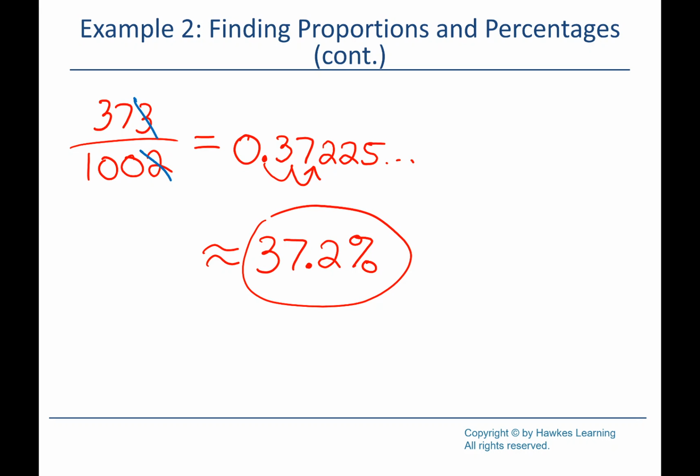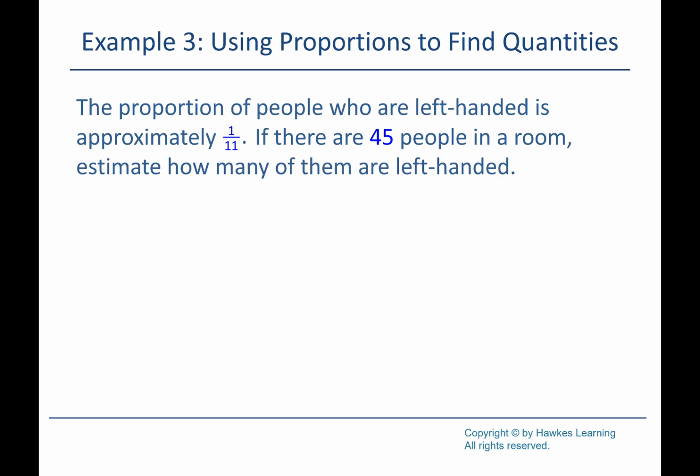All right, maybe this one will be a little bit more interesting here. Our class is not quite this big, but we can get there. It says the proportion of people who are left-handed is approximately 1 out of 11. And it says if there are 45 people in a room, estimate how many of them are left-handed.